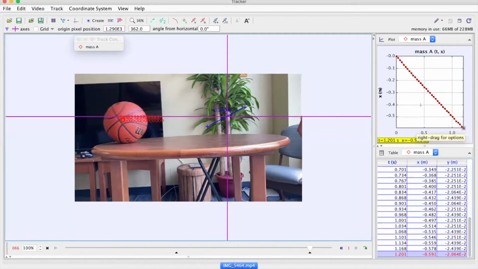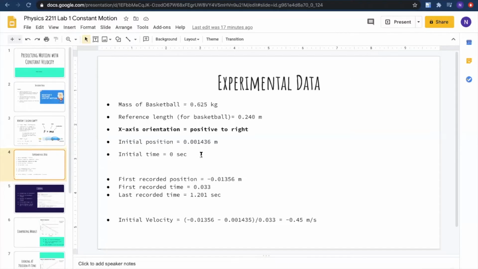In the top right, it seems that there is a linear trend with the graph as position is going with time. Here we are recording the initial position that we were given, and then we were recording its initial time, which of course would be 0 seconds. We are then able to record the first recorded position after that and the first recorded time. And the most important concept that we can grasp is finding the initial velocity, which is taking the two positions and subtracting them and dividing that by the change in time. Here we have negative 0.45 meters per second. It's moving 0.45 meters per second in the negative x-axis direction.